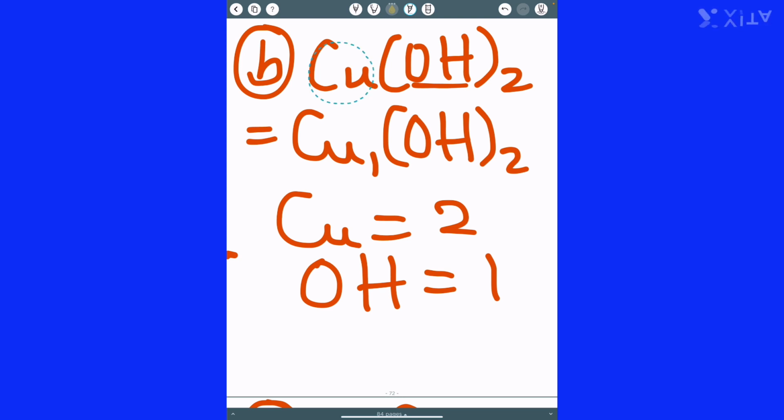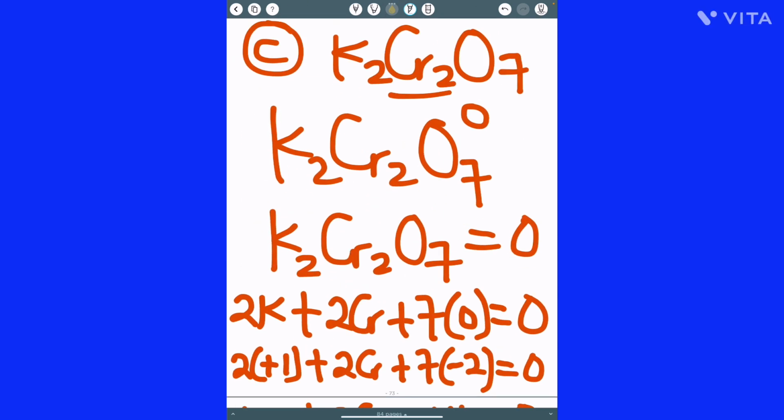Here, Cu is actually the owner of these 2, while OH is the owner of this one that disappeared here. So the valency of copper is 2, that of hydroxide is 1. Those are simple. In this one, we need an equation. The charge on this molecule is 0. So K2Cr2O7 can also be written as K2Cr2O7 0, meaning the total charge on the molecule is equal to 0.